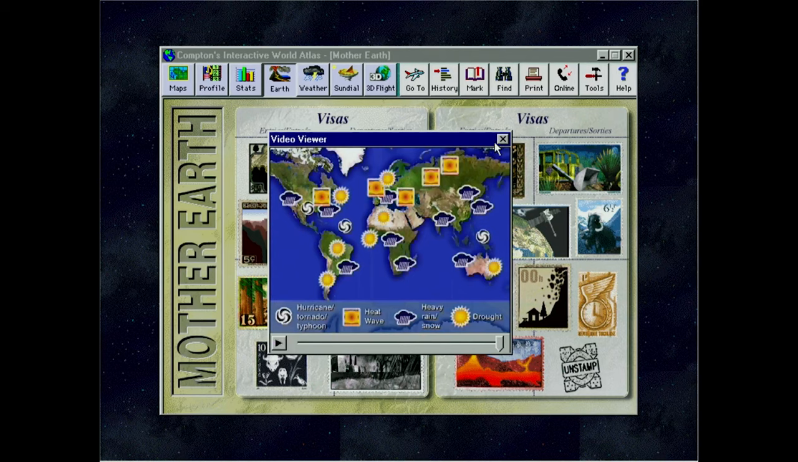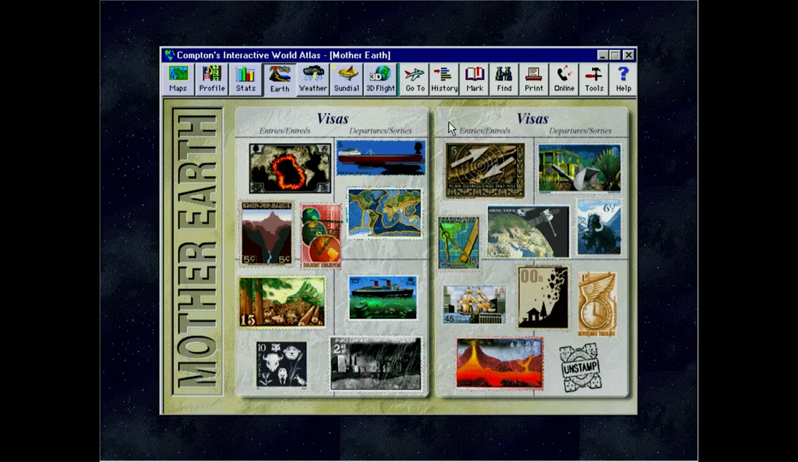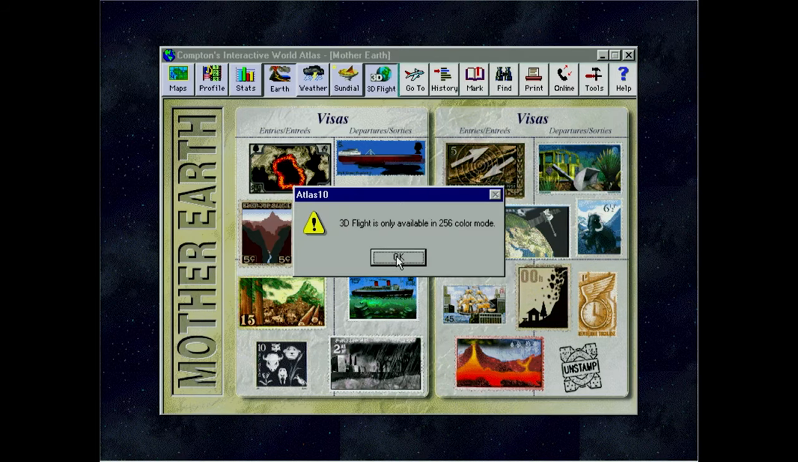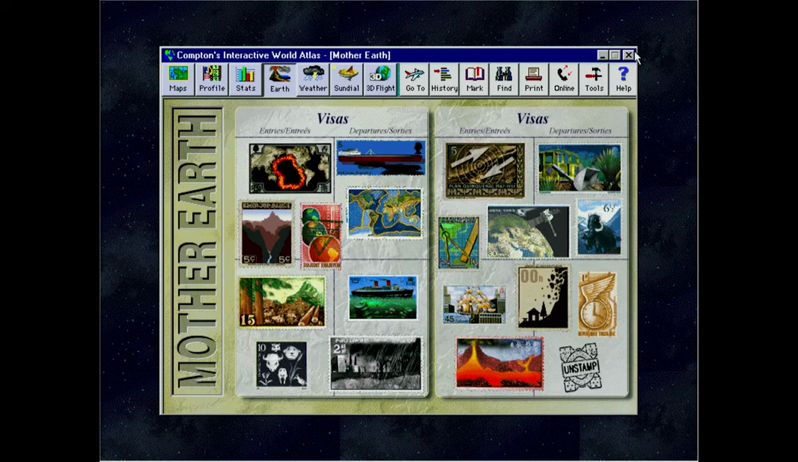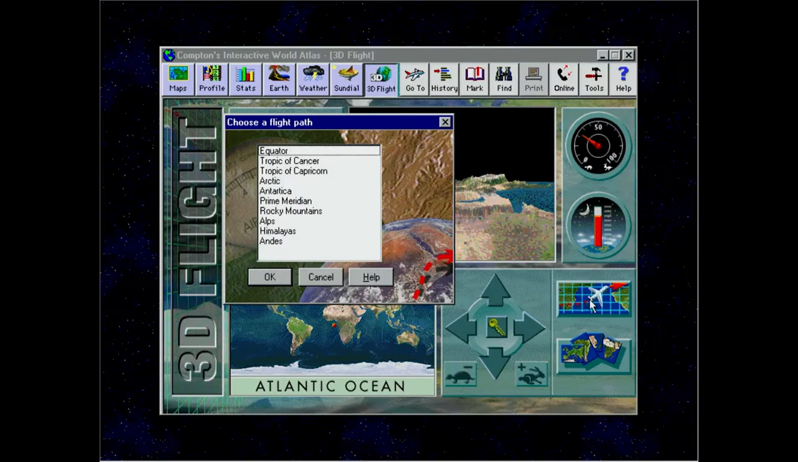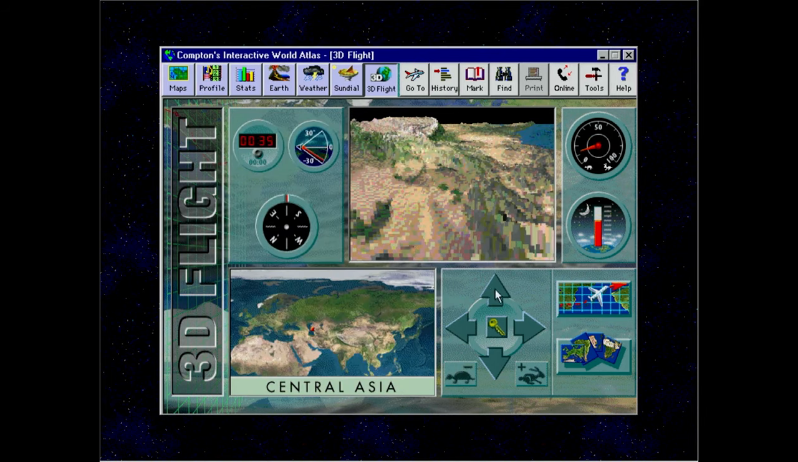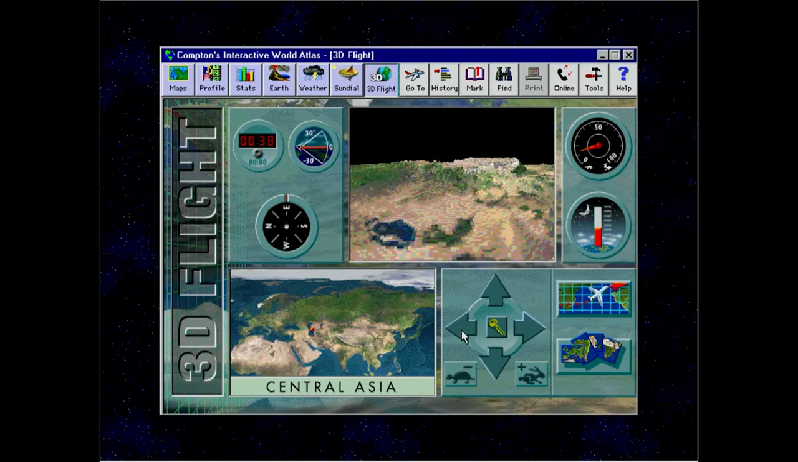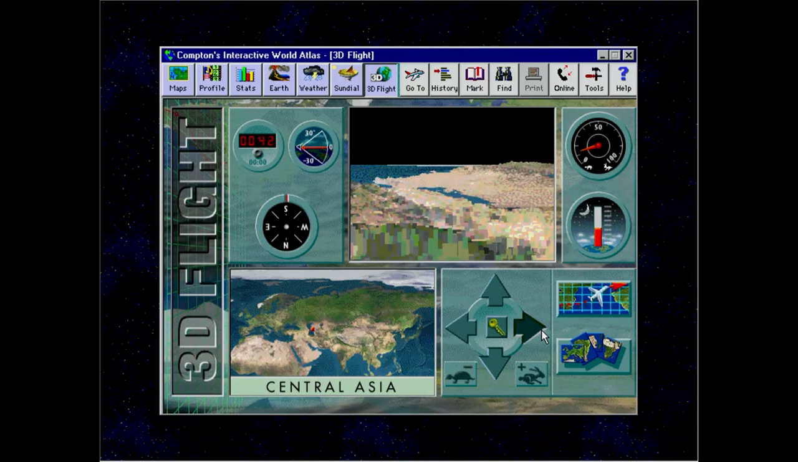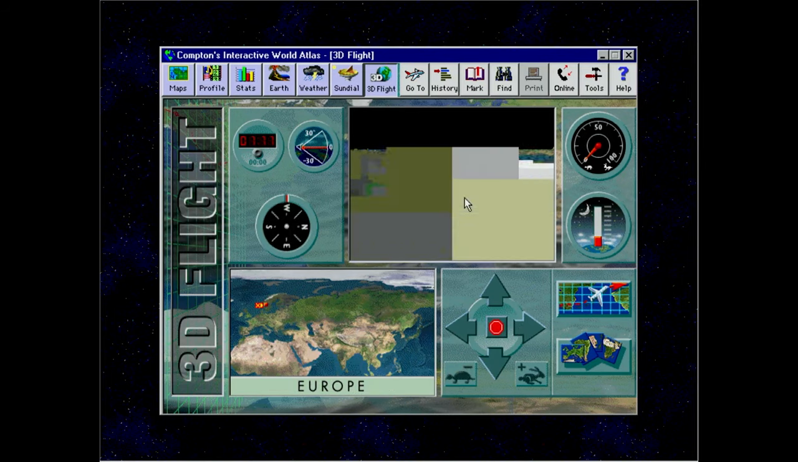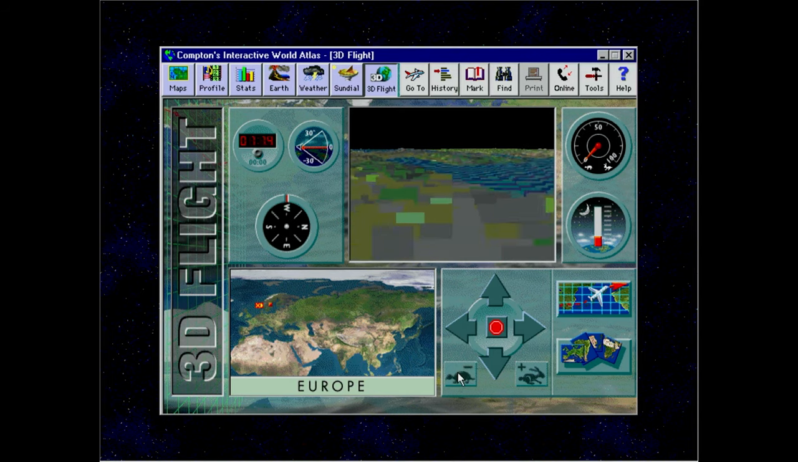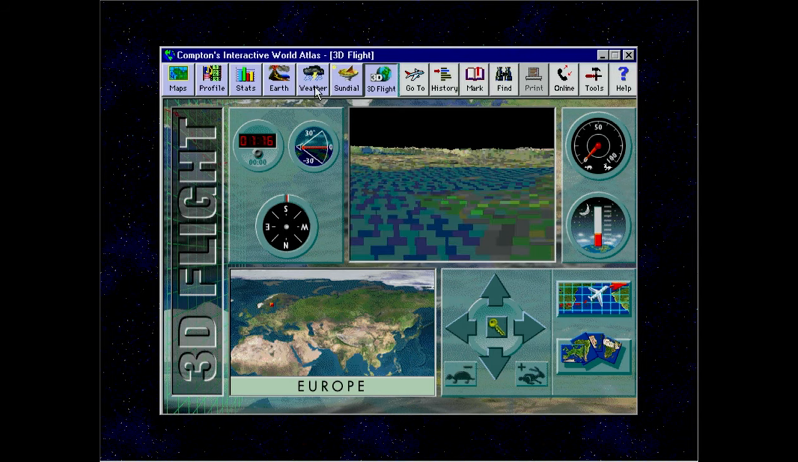Okay, didn't intend to go political here, but let's see if we can find something else interesting. Oh, need to change the amount of colors. Okay. It was quite blocky, but alright. Weather.